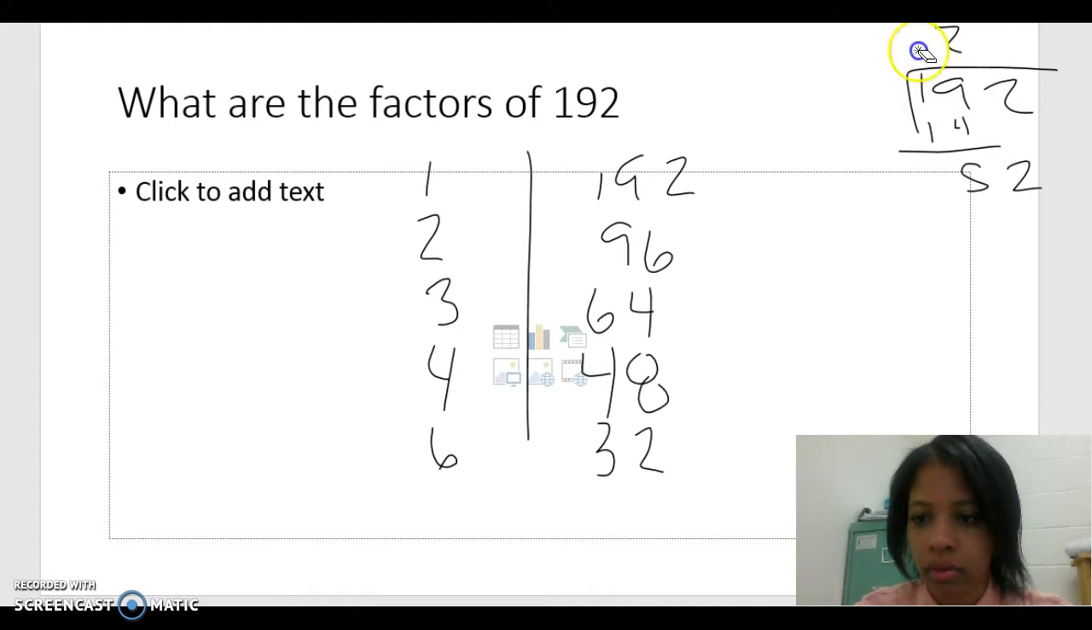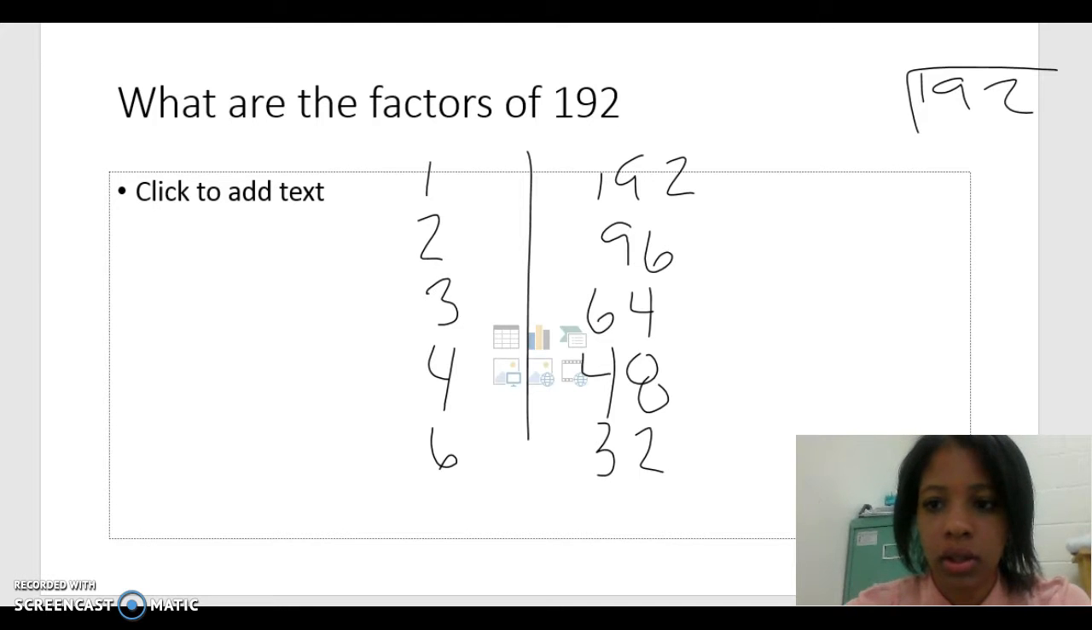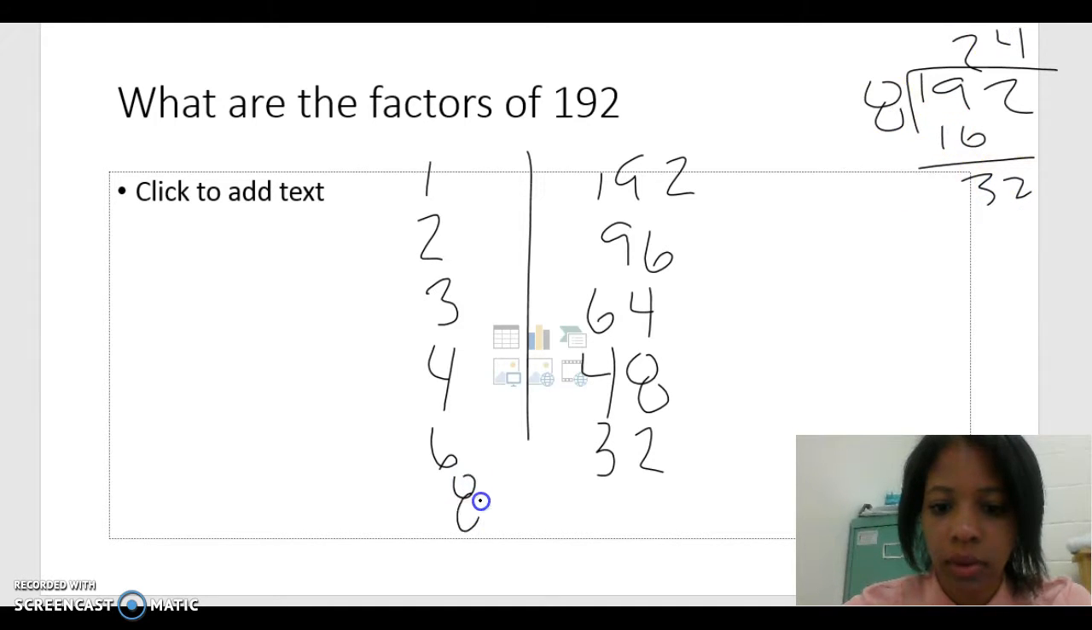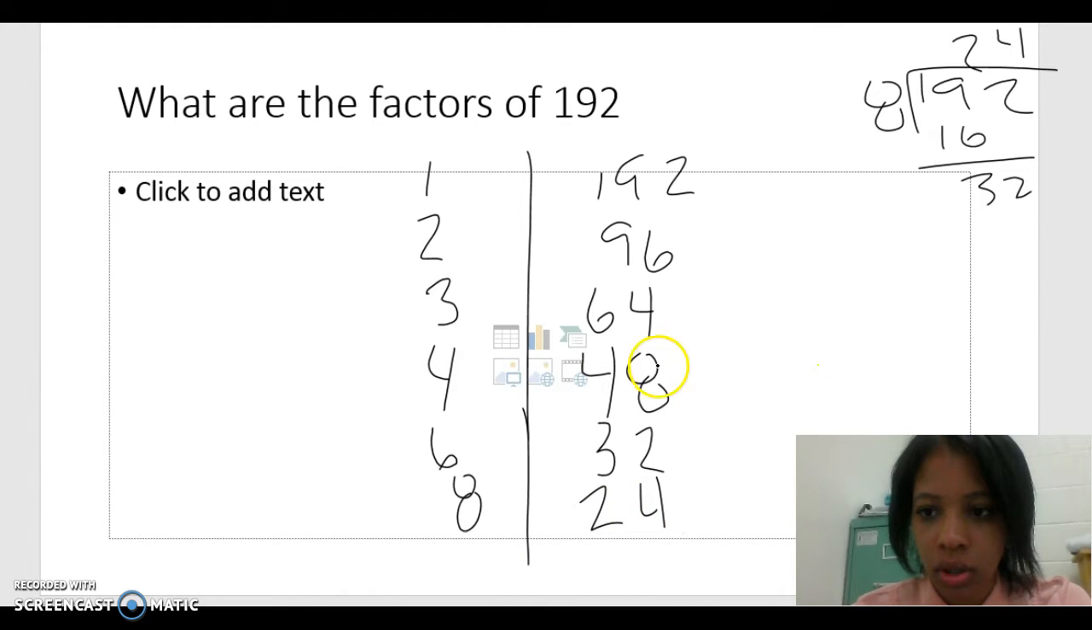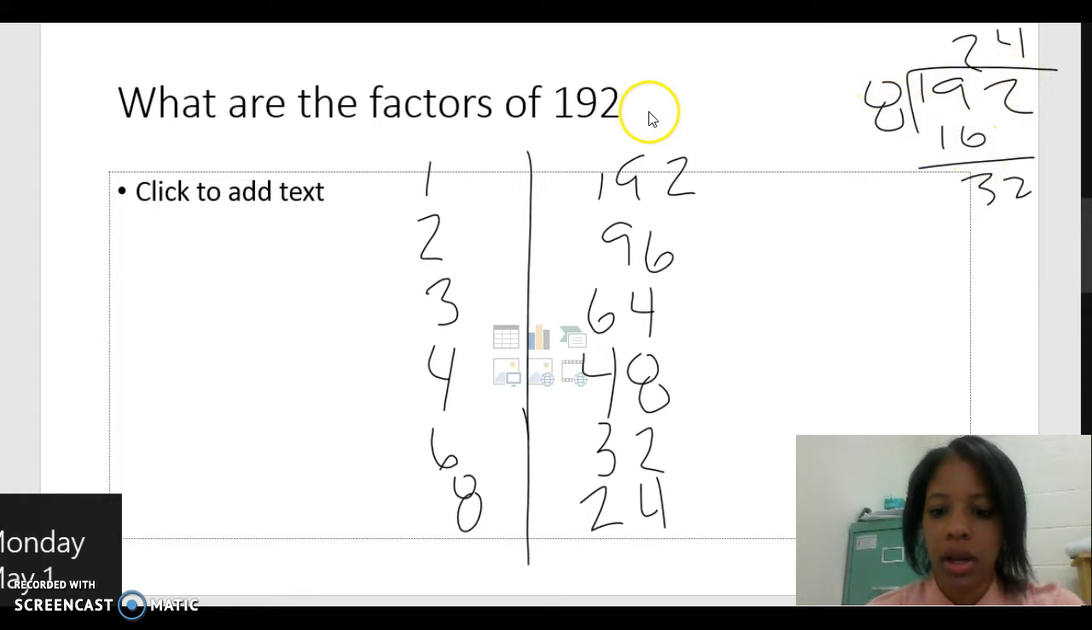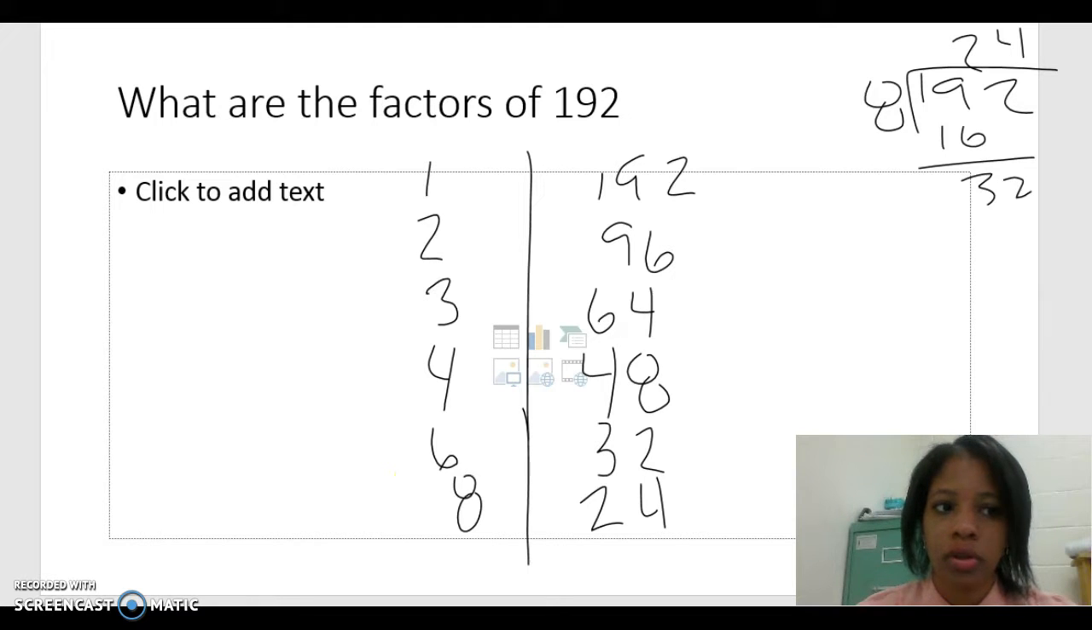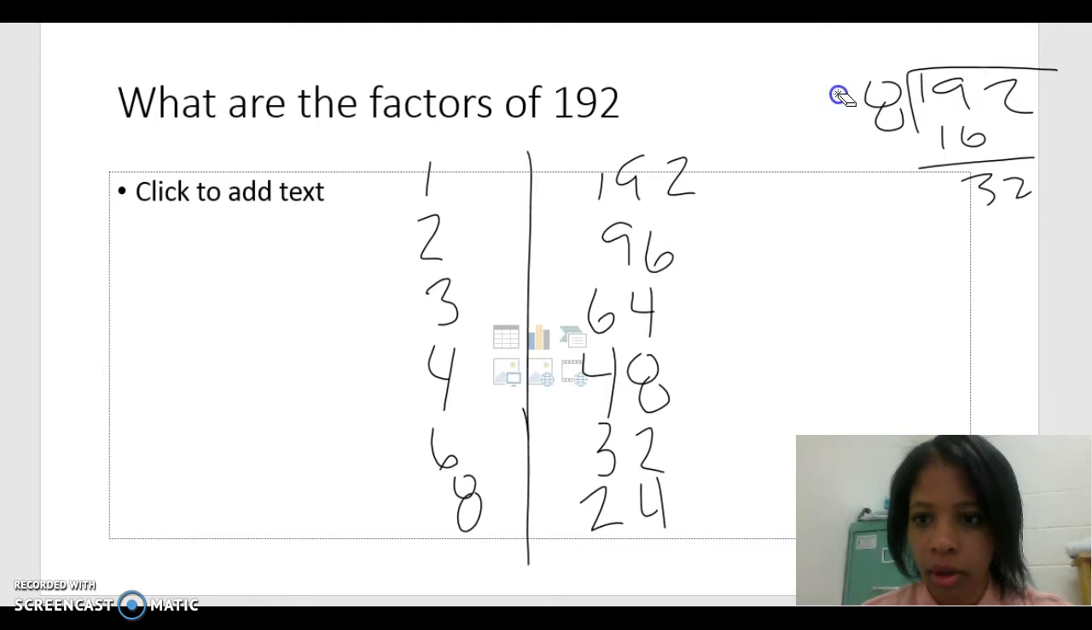Try 8. So 8 is a factor of 192, and that would be 8 times 24. Alright, as we're getting further along, the closer our numbers get to each other, the sooner we're going to be finished, right? So I'm going to keep going though, because we're not done yet.